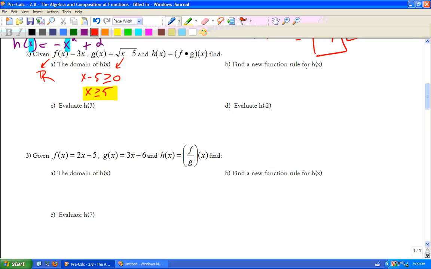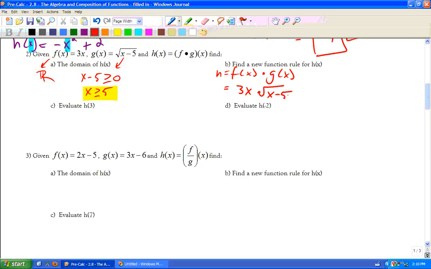H of x. Find the new function rule. If h of x equals f of x times g of x, you can write f of x times g of x, substitute in to say f of x equals 3x times g of x is just the square root of x minus 5. A lot of times you can simplify. In this case you can't.